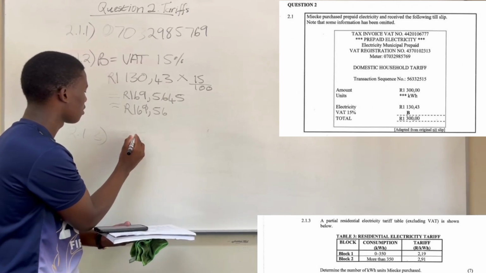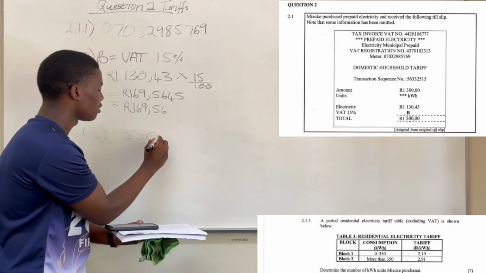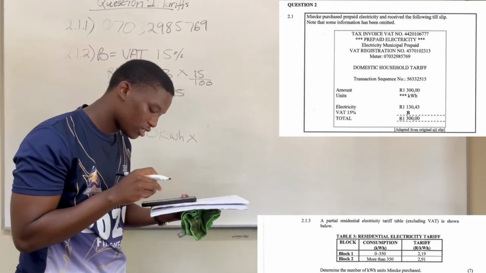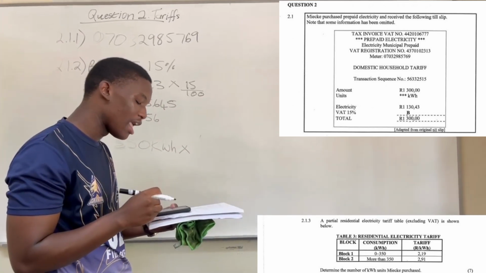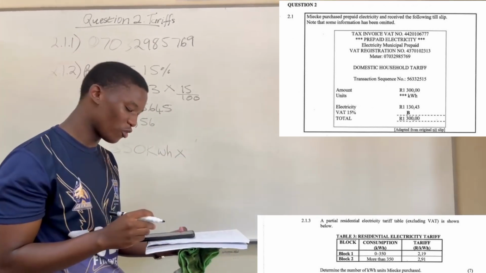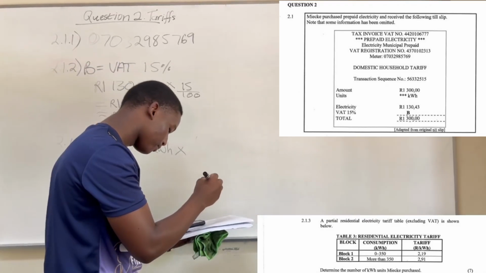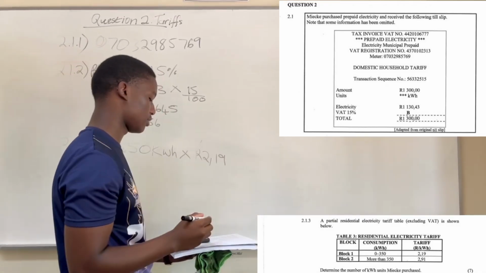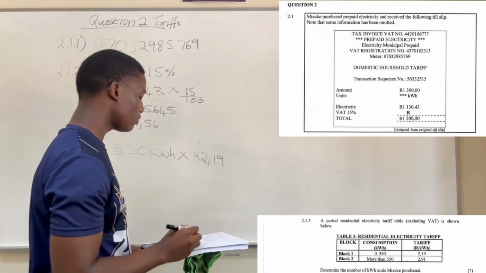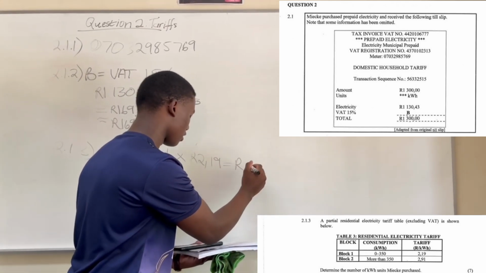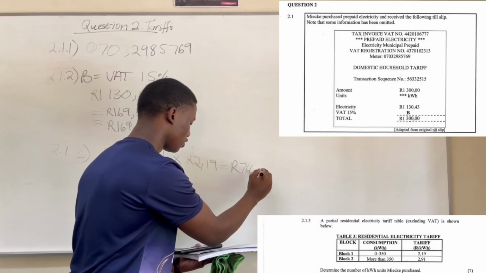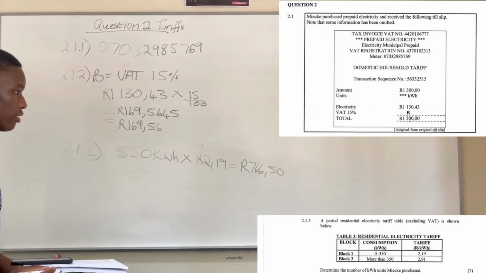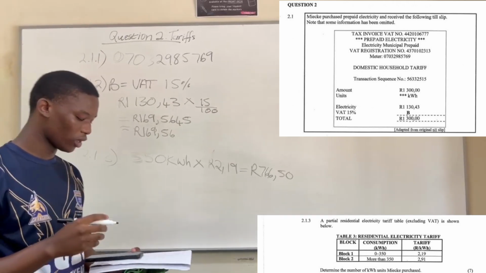350 kilowatts multiplied by this tariff that we're giving here, and it is excluding VAT. You don't have to include VAT yet. Okay, 2.19 cents, 2.19 cents, and then we get 766.50 cents.